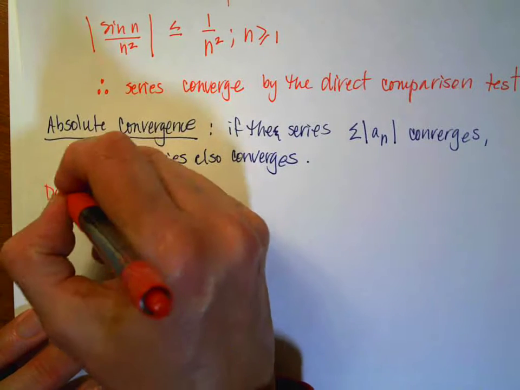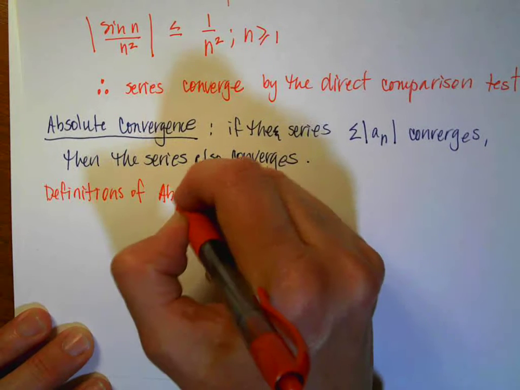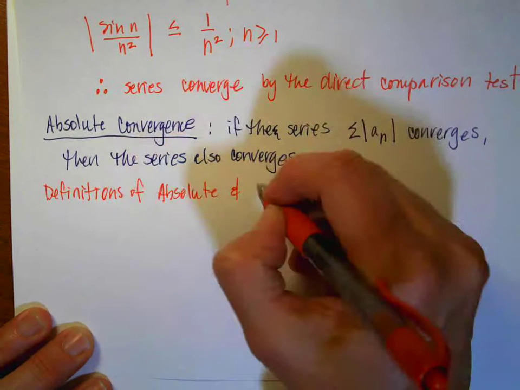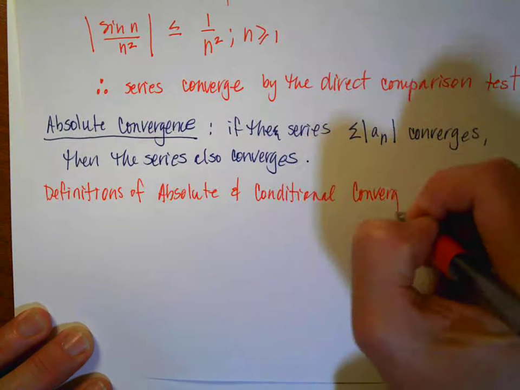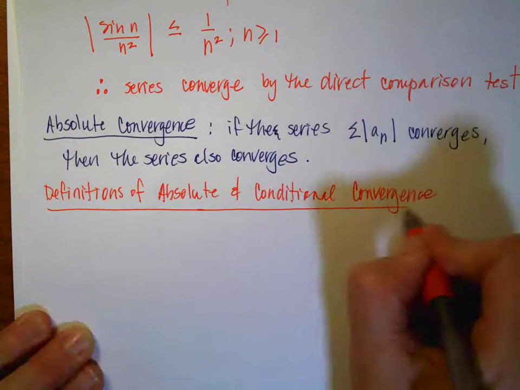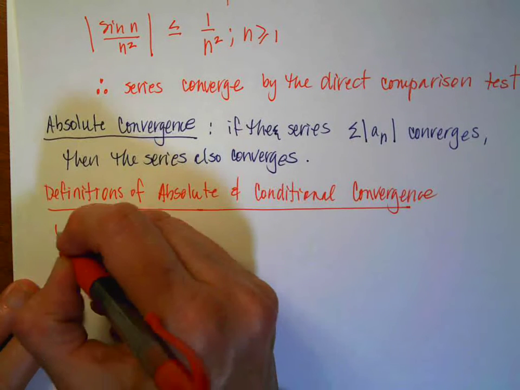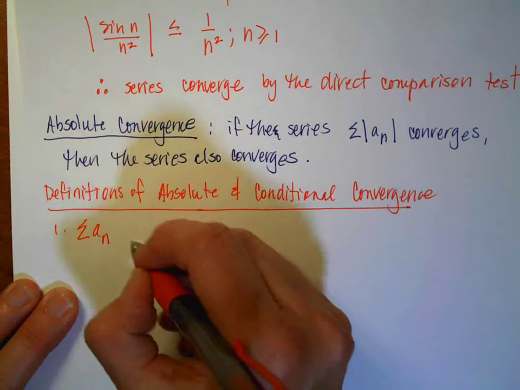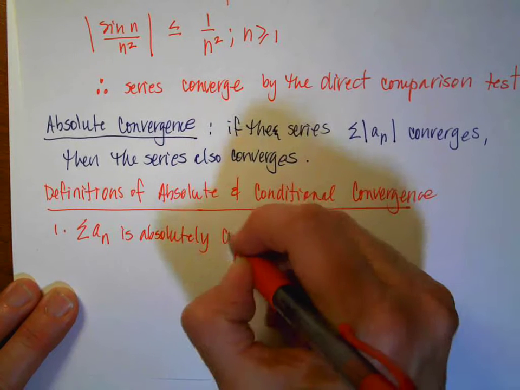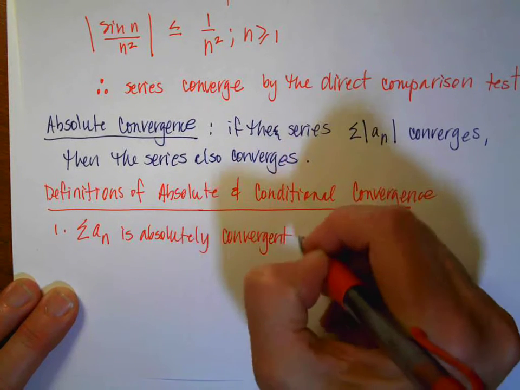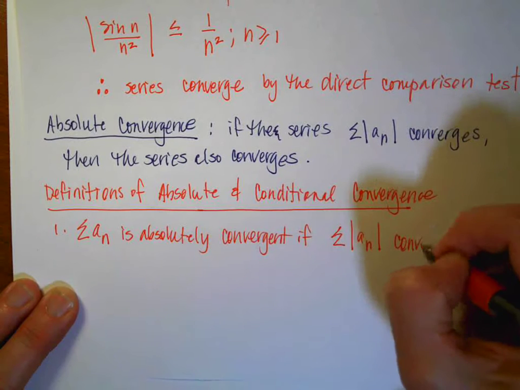So let's get some definitions of the absolute and conditional convergence. Whew, that's a lot of words. All right, so here are my conditions of absolute and conditional convergence. The first one is going to be that the sum of a sub n is absolutely convergent if the sum of the absolute value of a sub n converges.